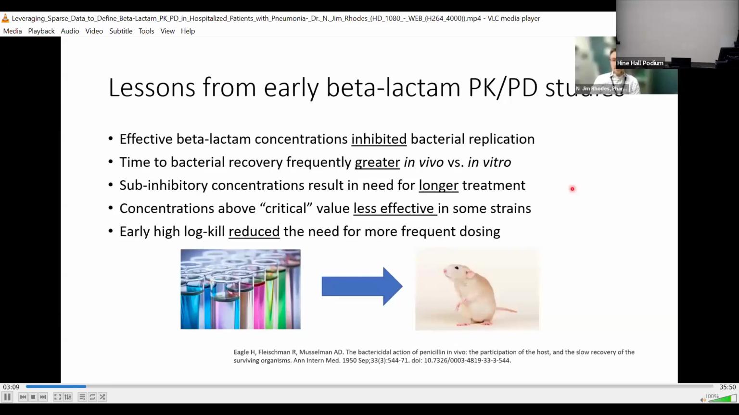Likewise, if we achieve concentrations above a critical value, then for some strains there was less efficacy noted, which was an interesting finding and sort of the origin of the Eagle effect and why that might be the case. I think is an area of interesting exploration. And certainly, I think what we see clinically is that if we get concentrations too high in patients, we can have deleterious effects in terms of toxicity among other things. And then again, high early log kill reduces the need for more frequent dosing. So getting the exposure right on the front end is a huge important part when we're translating from some of these early studies into what has become more or less a standard practice.